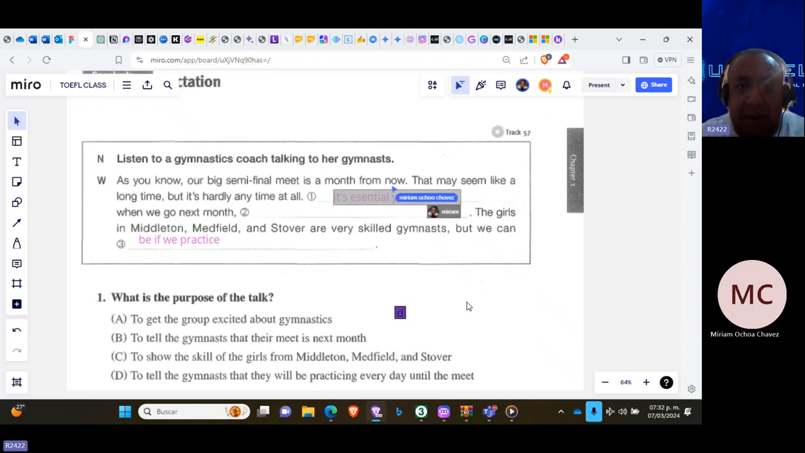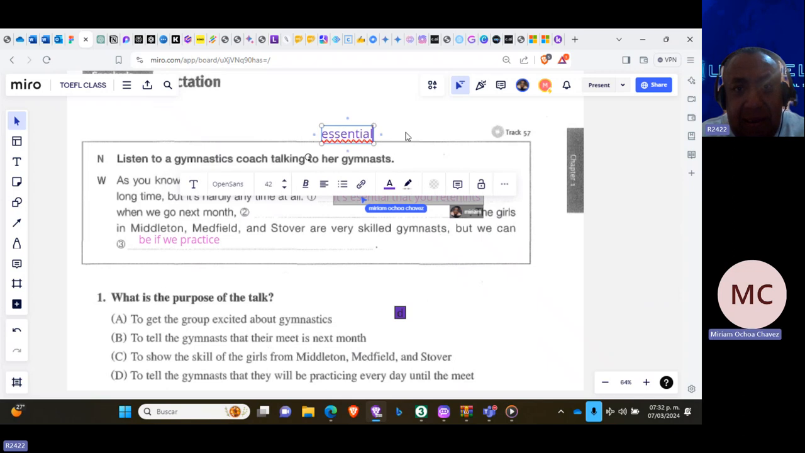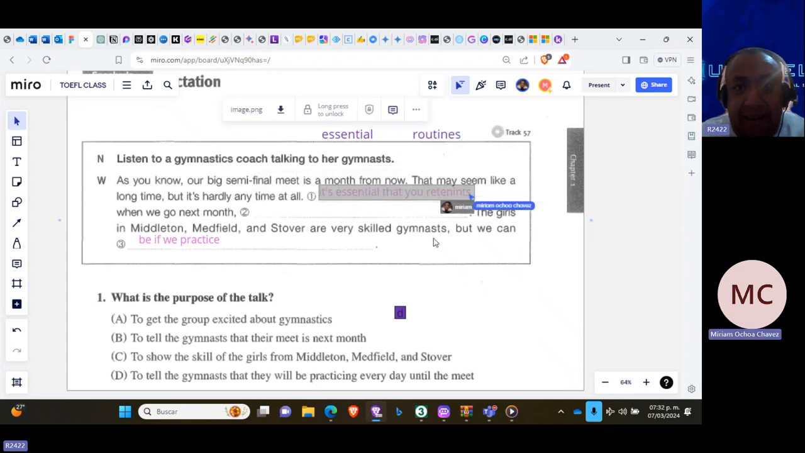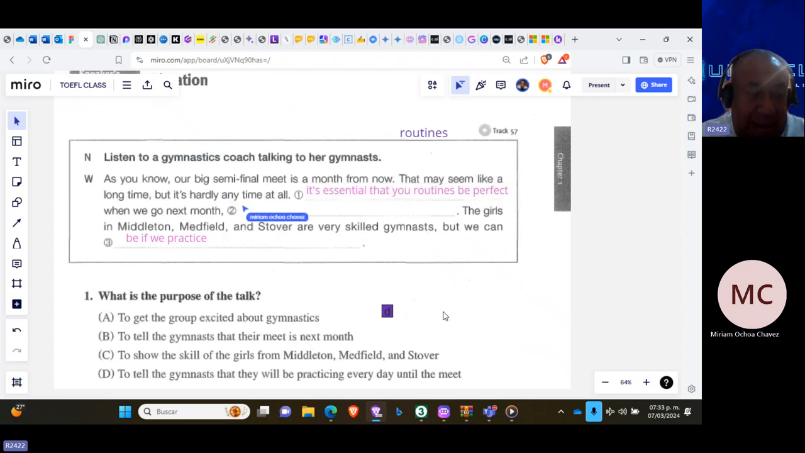There, very good. It's essential, very good. Remember, essential, look at this. Essential, okay? It's essential that your routines, look at this. Routines, very good. It's essential that your routines be perfect. Very good. When we go next month, okay? Okay, listen to the next, okay? When we go next month. So we'll be practicing every day until then. We'll be practicing every day until then.